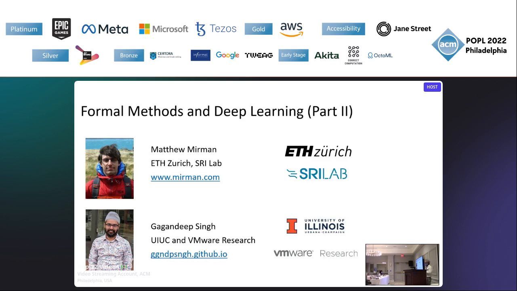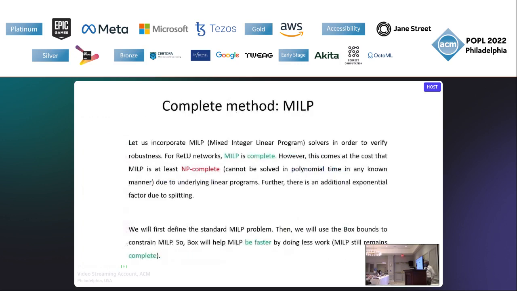Okay, so we will continue what Matthew started, but now we will look at more specialized methods for neural network verification. So first, Matthew has presented box analysis, which is an incomplete method. Now I will start with one of the complete methods based on mixed integer linear programming.